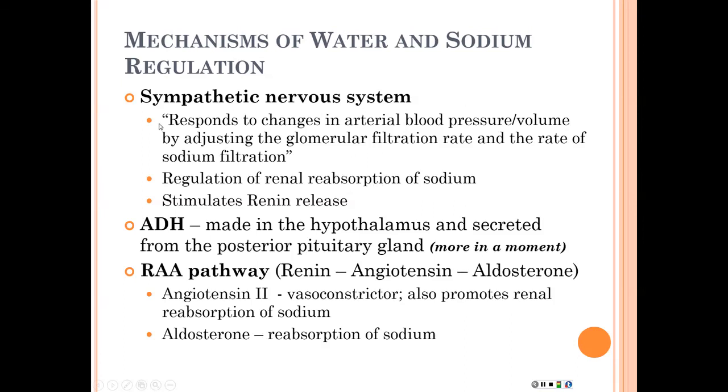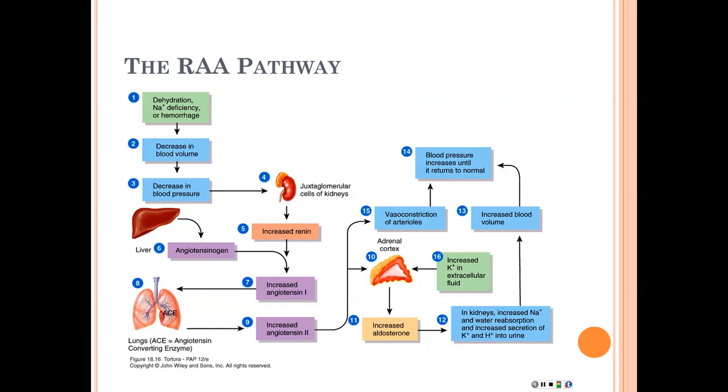In addition, the sympathetic nervous system can respond to changes in arterial pressure and blood volume. It actually can affect the afferent arterioles of the kidneys to regulate glomerular filtration and actually help us to retain more fluid, retain more sodium as necessary. So the sympathetic nervous system works in response to actions at the kidney to stimulate the RAA pathway. This is the RAA pathway.